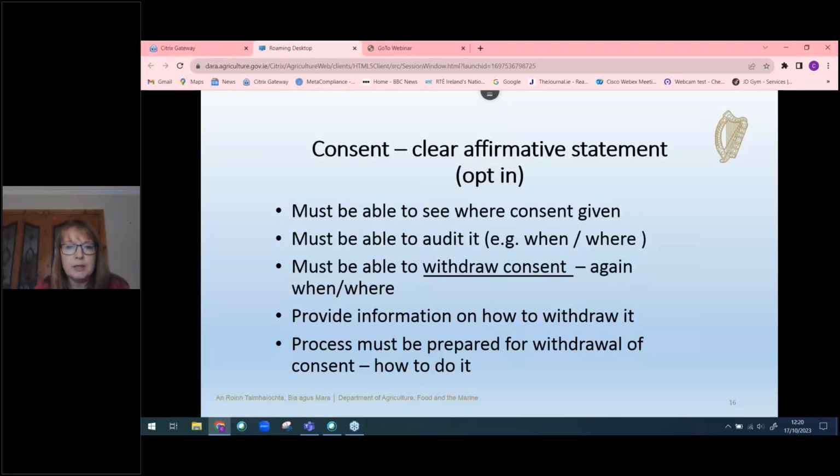You must be able to withdraw consent later and again show when that happened, where it happened, where can I see documentation that actually documents this and shows it. You need to provide information at the time you are seeking consent about how it can be withdrawn later on. And the process you're setting up must be prepared for that withdrawal of consent. So if you're asking someone, do they consent to use the data in a particular circumstance? If they come back 6 months later and say they're withdrawing that consent, you must be able to deal with that. You must have your process set up that you can either stop doing what it was they have consented to, or you can shut down the consent and just that process no longer happens.